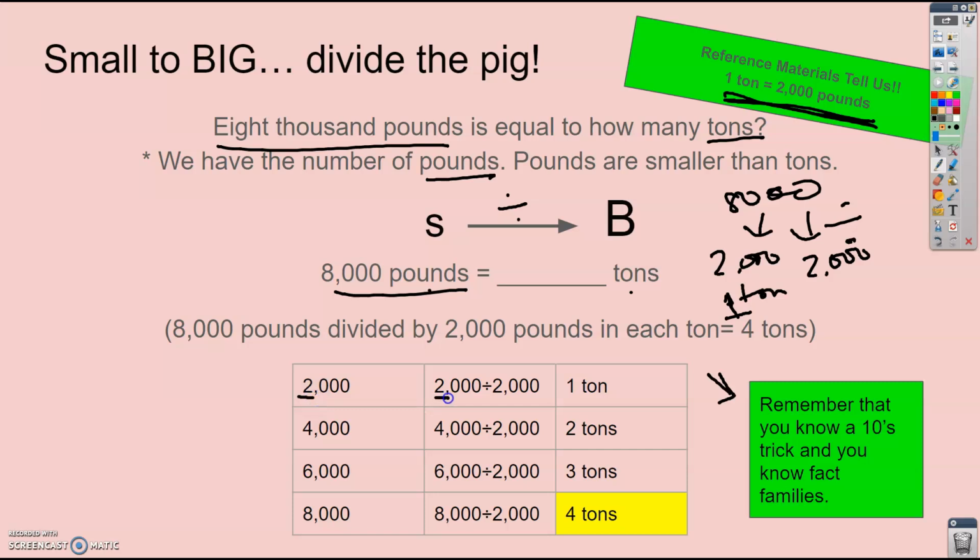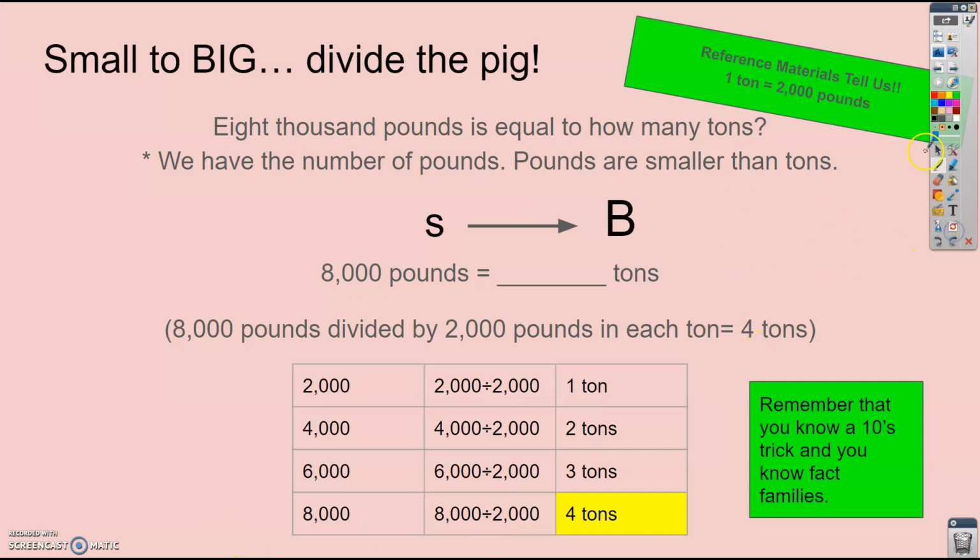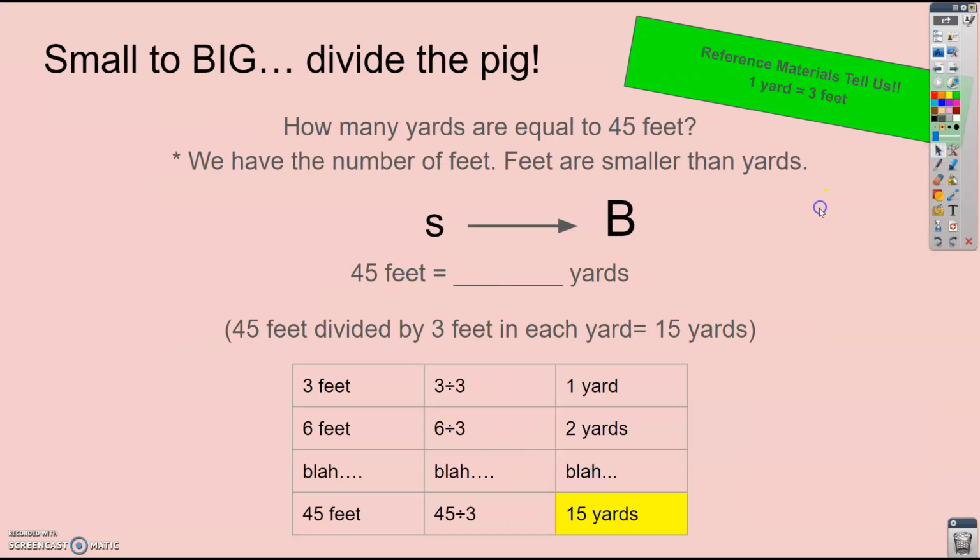So 2,000 pounds divided by 2,000 pounds gets you a ton. 4,000 pounds divided by 2,000 pounds in each ton gets you 2. 6,000 divided by 2,000 is 3. 8,000 divided by 2,000 is 4. So, small to big, divide that pig.